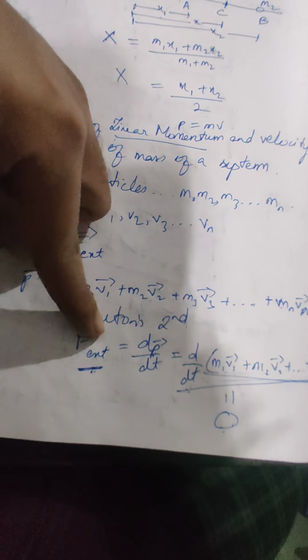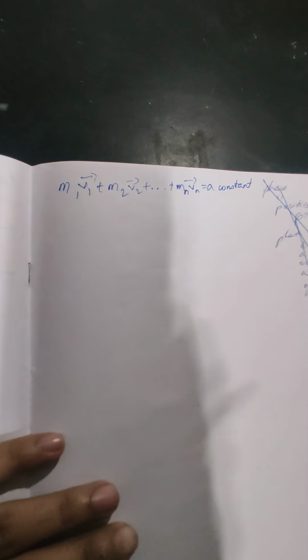So from this we can know that if no external force acts on the system, then the total linear momentum of the system will remain constant.